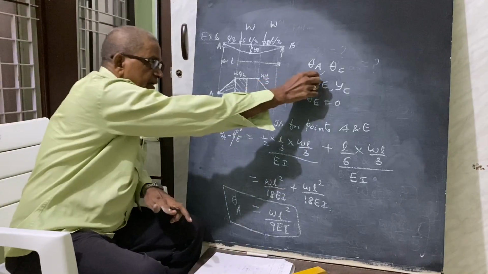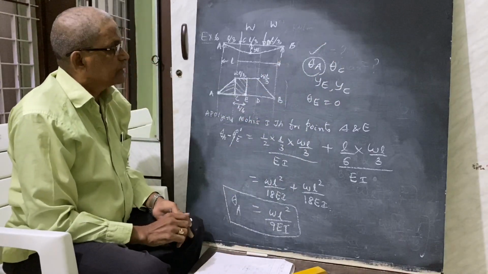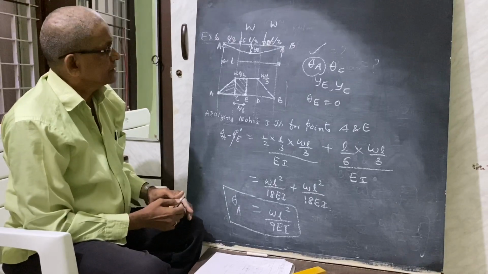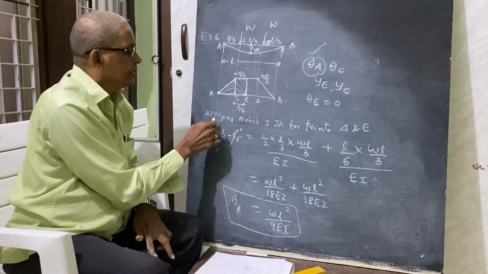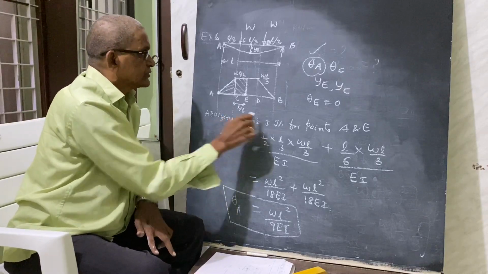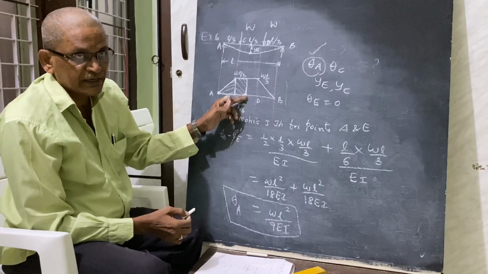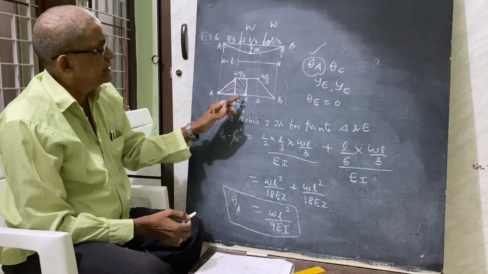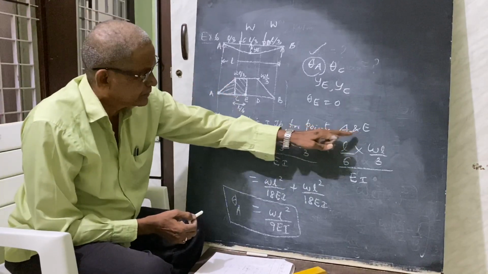So I found this theta A first. Then we will find out theta C. To find theta C, that is the slope at this point C, you can apply Moore's first theorem for points C and D. For points C and D, you should choose your two points such that the zero slope is always there in the picture. So here it is there in the picture with A.